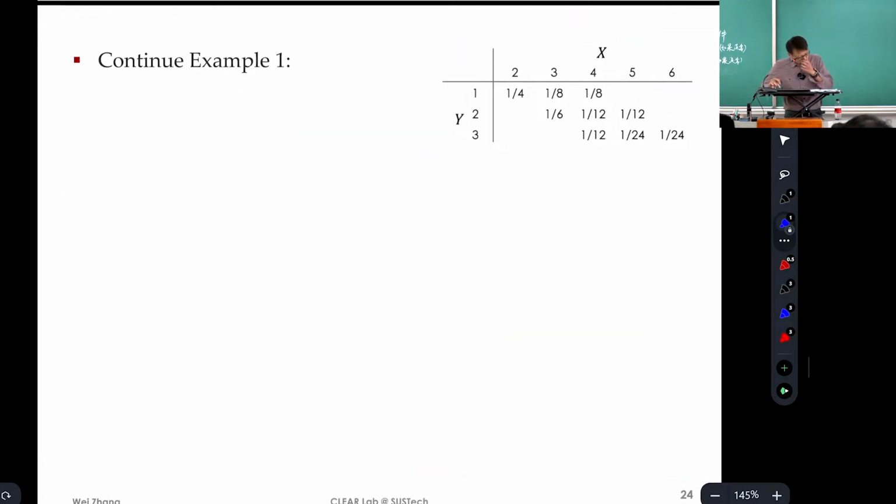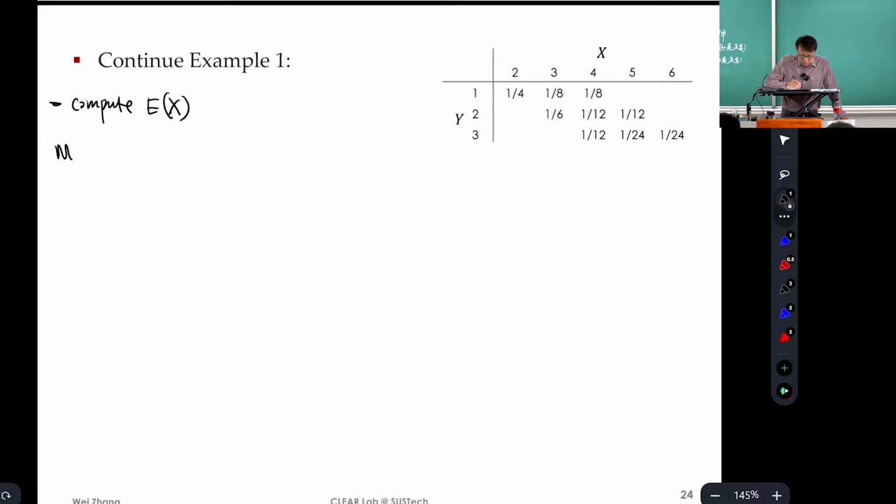Let's directly look at the example. The same example as example 1, but now I want to compute the expectation of x.